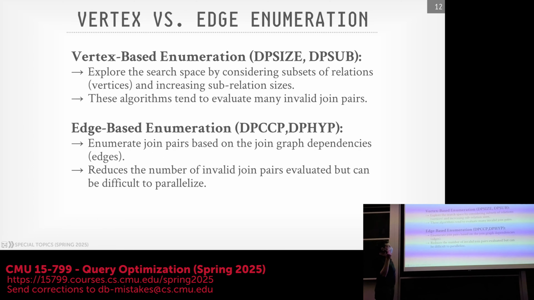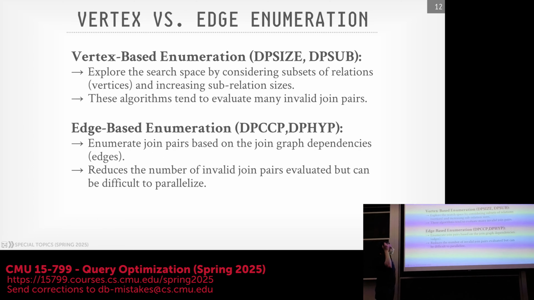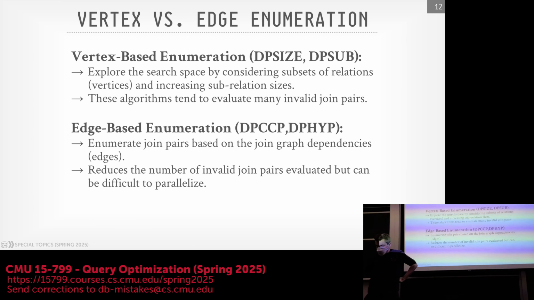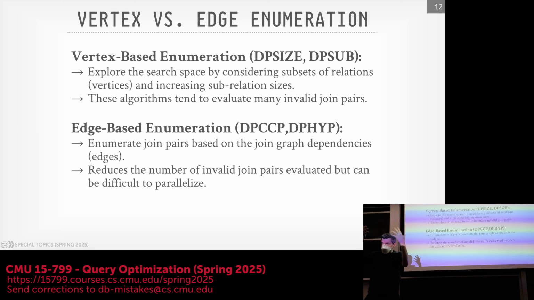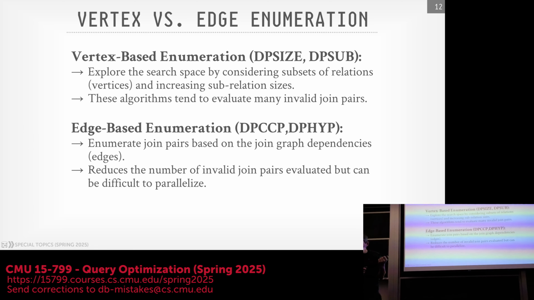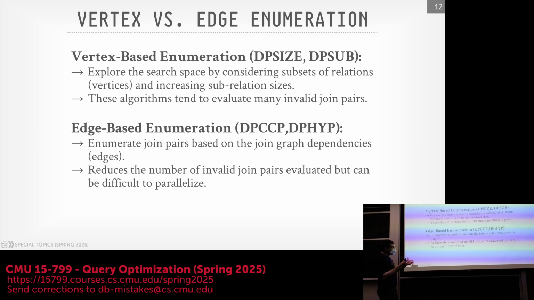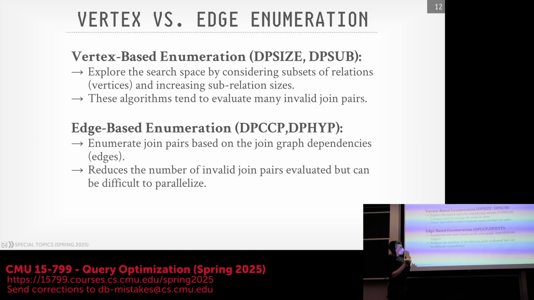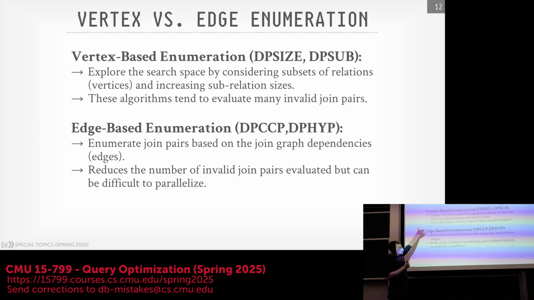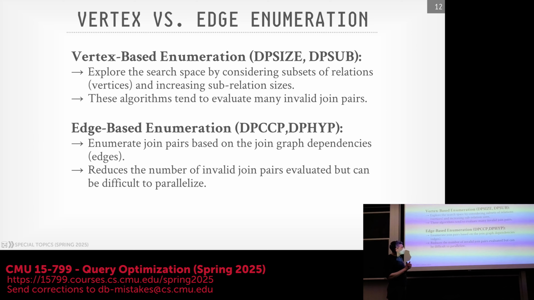All right, so what's the difference between vertex enumeration and edge-based enumeration? Vertex enumeration is where you explore the search space by deciding how to pull off subgraphs of the join graph you're examining based on vertices. And then you build back up the relation as you add back in the vertices. So you split things up, and then you add things back going up. And then you have to make sure that you're not generating invalid subgraphs, because you're trying to avoid Cartesian products.